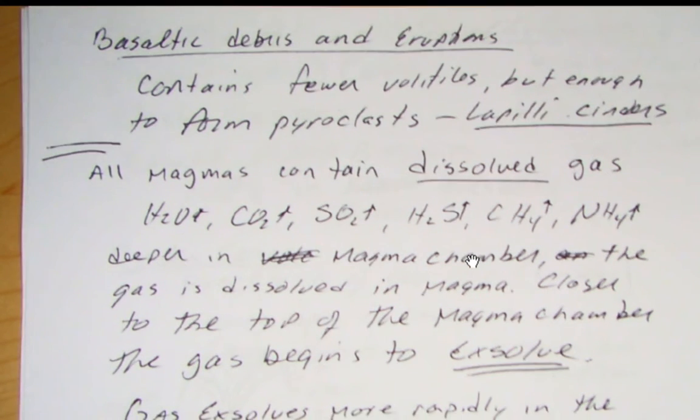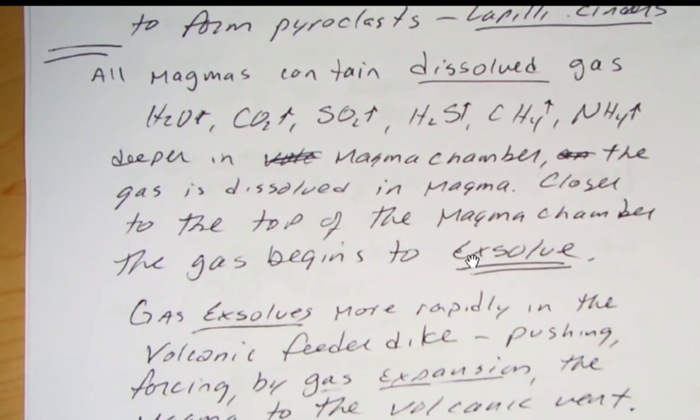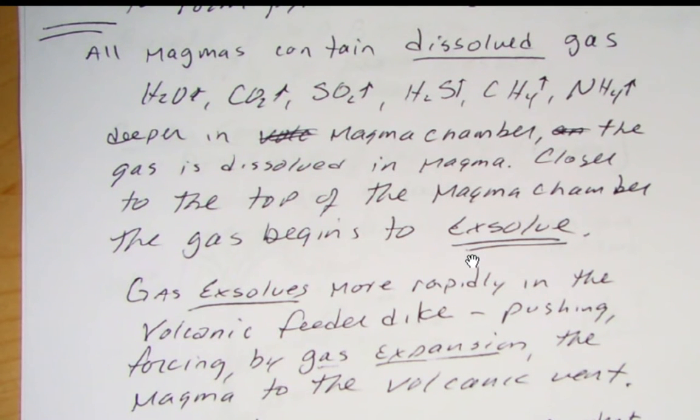And then as we go along here, I want to say a little bit more about volcanic gases. So all magmas contain dissolved gas: water, carbon dioxide, sulfur dioxide, hydrogen sulfide, methane (CH4 is methane), NH4 is ammonia. One thing we should make a point of is that deeper in the magma chamber, the gas is dissolved, just like it's dissolved in a soda bottle. As soon as you uncork or open that soda bottle, the gas expands, and it's going to start forcing magma up toward the surface. So the gas is dissolved in the magma.